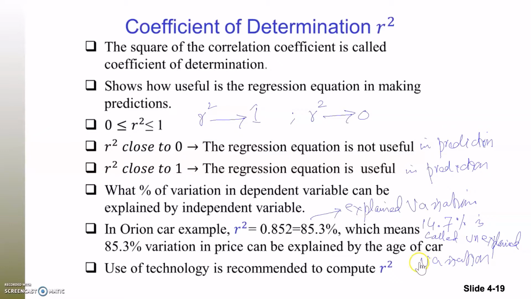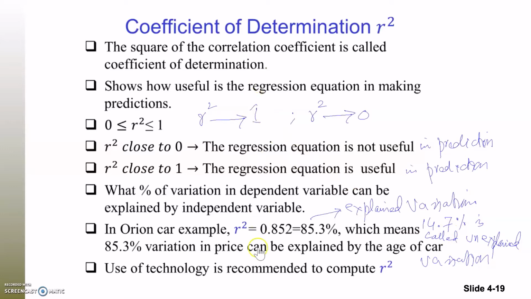A lurking variable. I talked about that when I talked about the cause and effect relationship. So the total variation can be divided into two parts. One is called the explained variation and the other is called the unexplained variation. 85.3% variation in the prices can be explained by the age of the car, whereas the 14.7% variation is called unexplained variation, and it may be due to a random chance or due to the presence of a third variable which is causing the change.